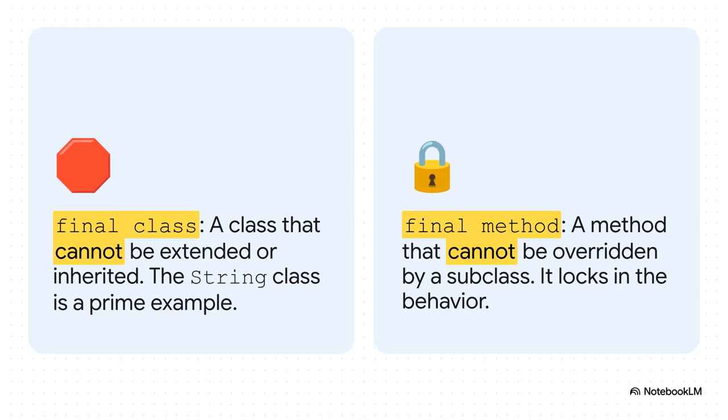Now, a final method is a little different. It can be inherited, but it cannot be overridden, which means the child class can't create its own custom version of that method. It effectively locks in that specific behavior for good.